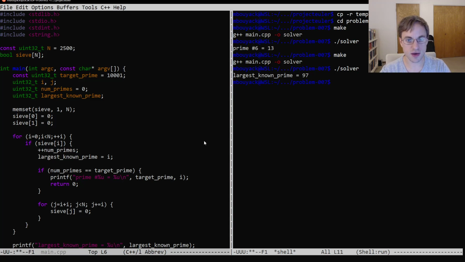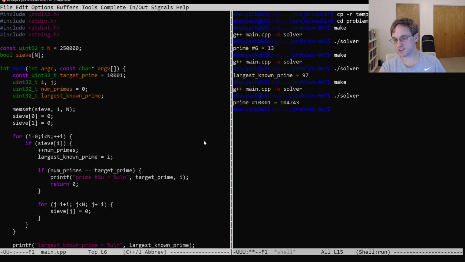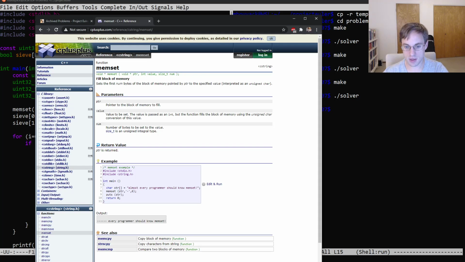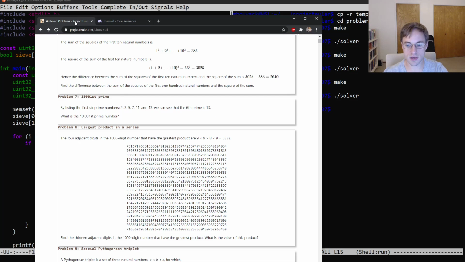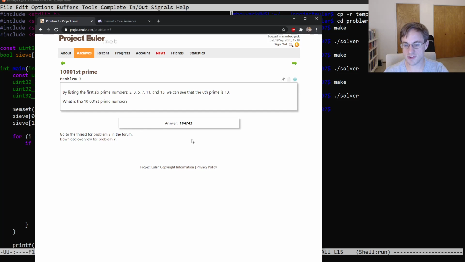So if we say 250,000, then we can see that the 10,001st prime is 104,743, and if we go back to the archive here, we see that matches our expectations.